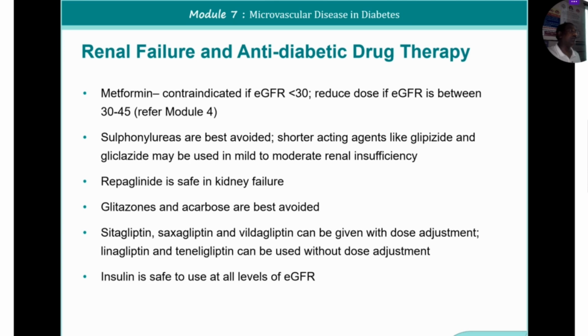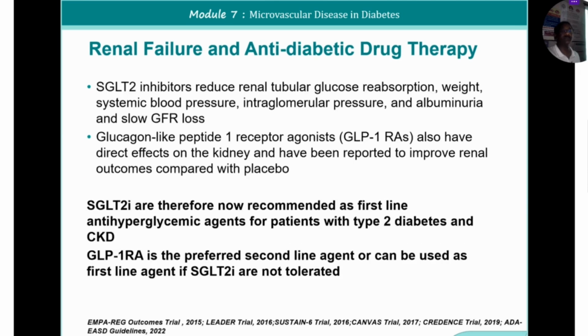In glomerulopathies, in hemoglobinopathies, or sickle cell anemia, in such cases, falsely high. In nutritional anemias, falsely low.